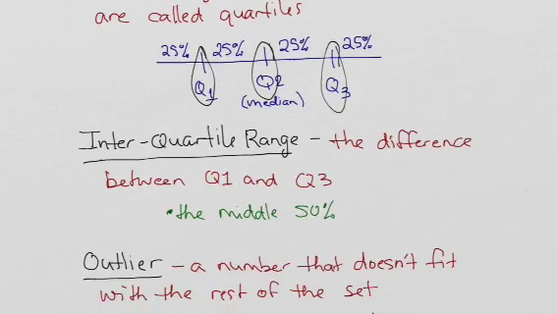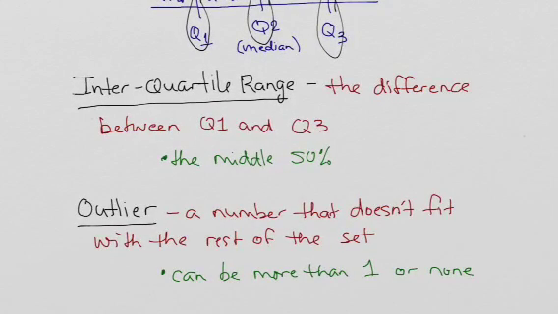Right, then we have what's called interquartile range. That is the difference between quartile 1 and quartile 3. So essentially we're going to be subtracting those. That's what difference means, the subtraction. So take quartile 3 minus quartile 1 and we'll find the interquartile range. Inter meaning center, the middle 50%.